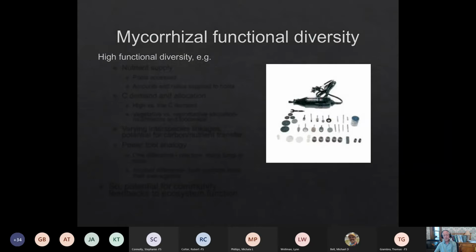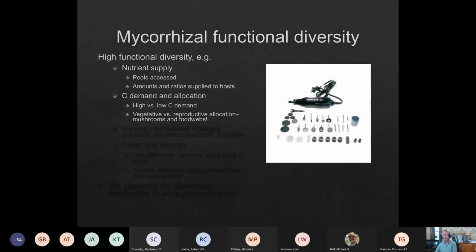So this functional diversity is very high. It can include the pool's success, the amounts and ratios supplied to hosts. I'll give you one more detailed example in a second here. The carbon demand and allocation, as you saw in the previous picture, can be high versus low carbon demand, how much they allocate to their vegetative versus reproductive structures. And that becomes important because mushrooms are part of food webs, as I'll mention a little farther down the line. And also there are varying interspecies linkages. Some mycorrhizae may connect one species to another, even say between a birch and a pine, for example. Many of you have probably seen Suzanne Simard's work recently, the nice study she's done showing that.